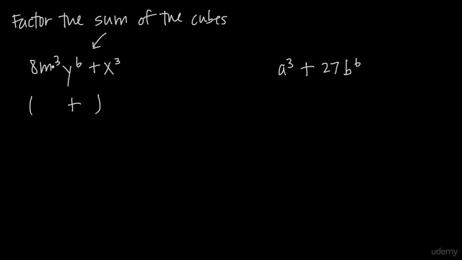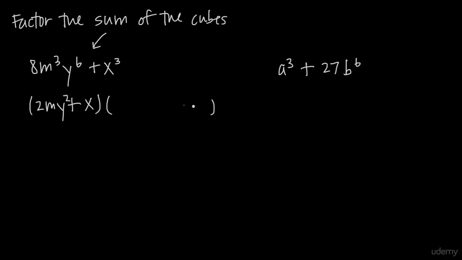We're going to take the cube root of each of our terms. Remember, we said the cube root of 8 was 2, the cube root of m³ was m, and the cube root of y⁶ was y². So we're going to have 2my² plus now the cube root of x³, which we know is x. So that's the first part of our formula. We take the cube root of all of these terms, we always have an addition sign in the middle, and that's our first binomial. Then we're going to multiply that by a trinomial.